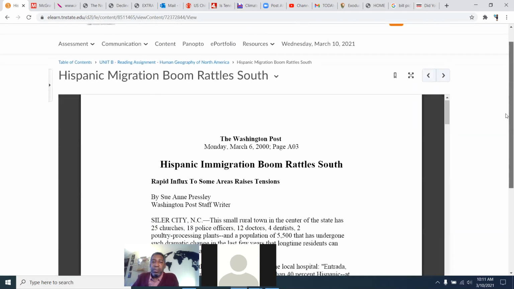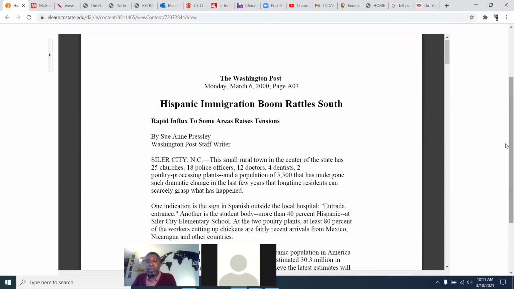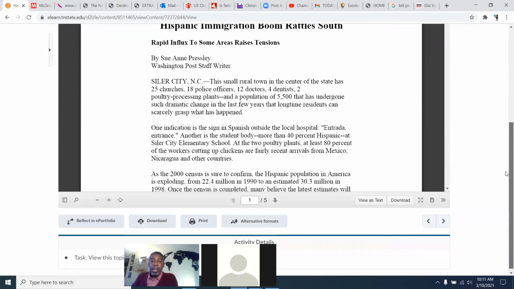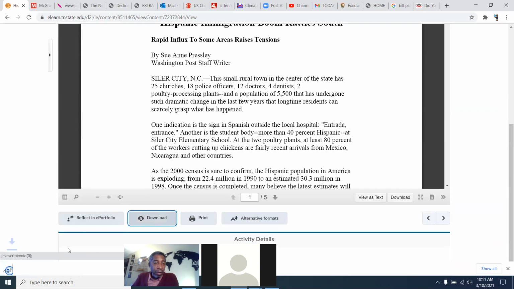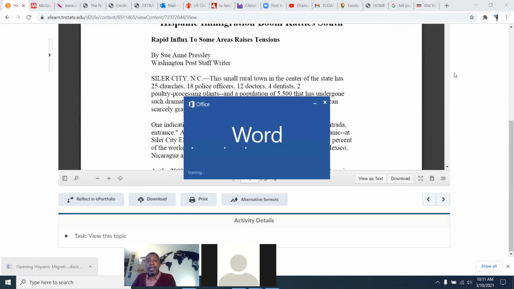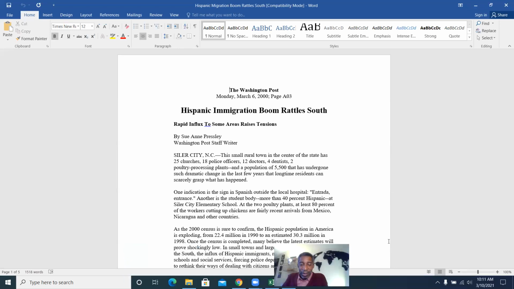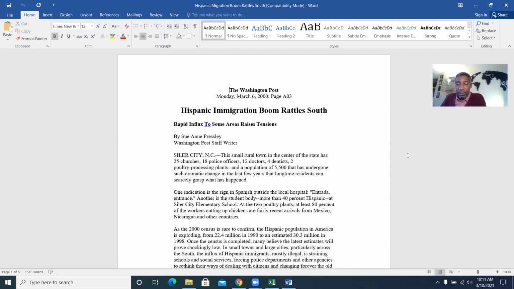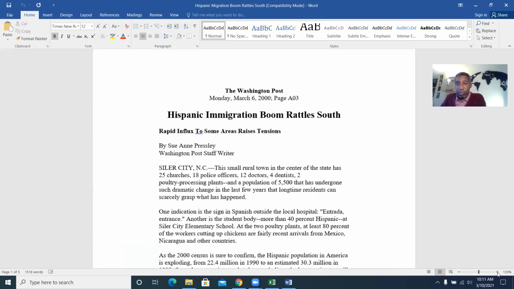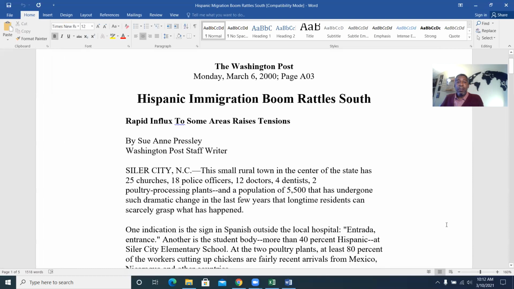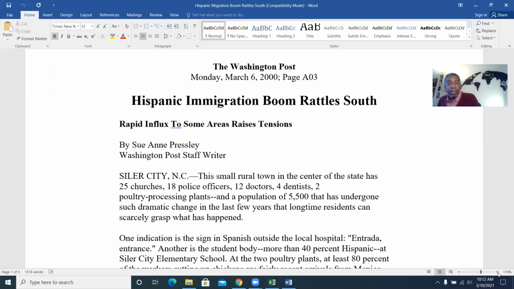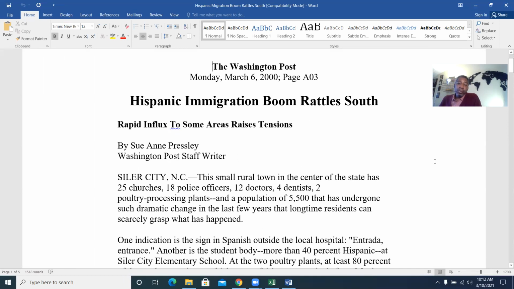Now, this story is kind of dated. It's from 2000, but this phenomenon is still occurring, and that is the internal migration of Hispanic or Latinx populations from various parts of the country, such as the West. And this article doesn't really have a good title. It says Hispanic immigration boom rattles the South. Immigration suggests that these people are coming from outside of the country, but that's not necessarily the case.